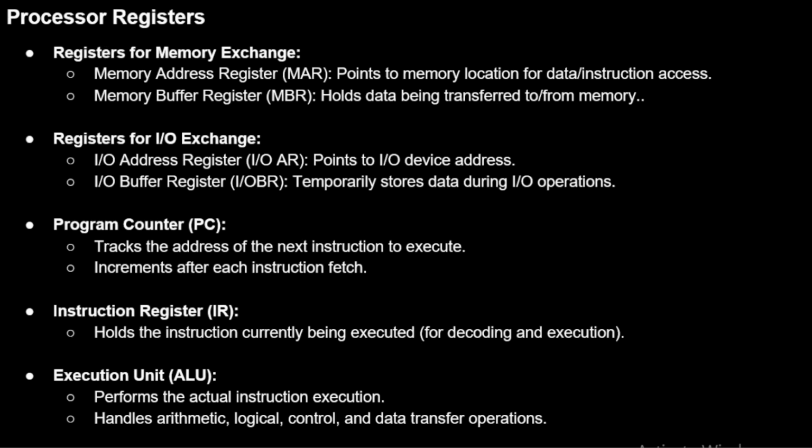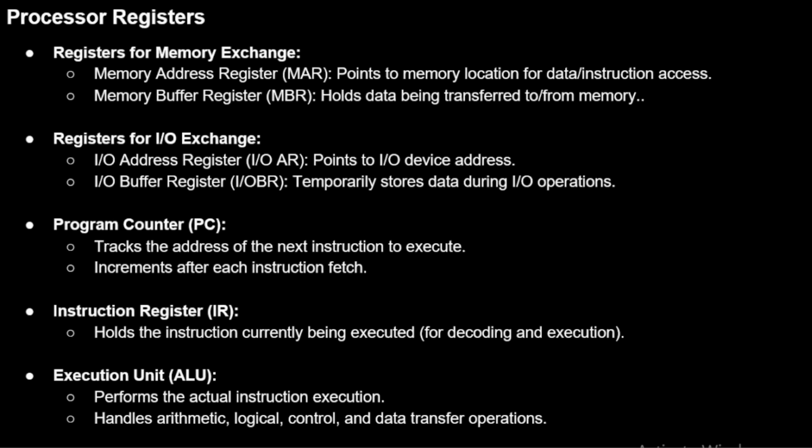Now, some of the processor registers are for memory exchange. To exchange data with the memory we have basically two registers. First one is the memory address register and second one is the memory buffer register. The task of the memory address register is to point to the memory location for data or instruction access. If you want to transfer the data or instruction, it will point to that specific memory location. And the task of the memory buffer register is to hold the data being transferred to or from memory. It holds the actual data which is to be transferred.